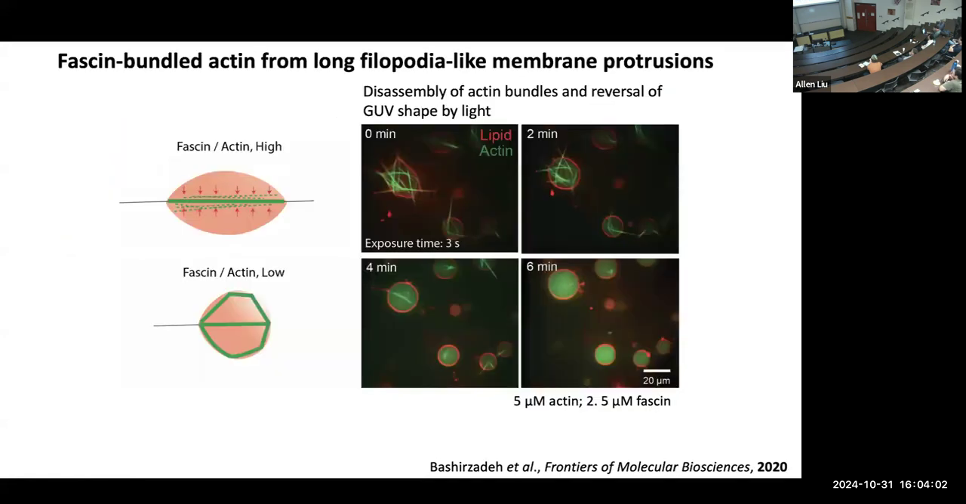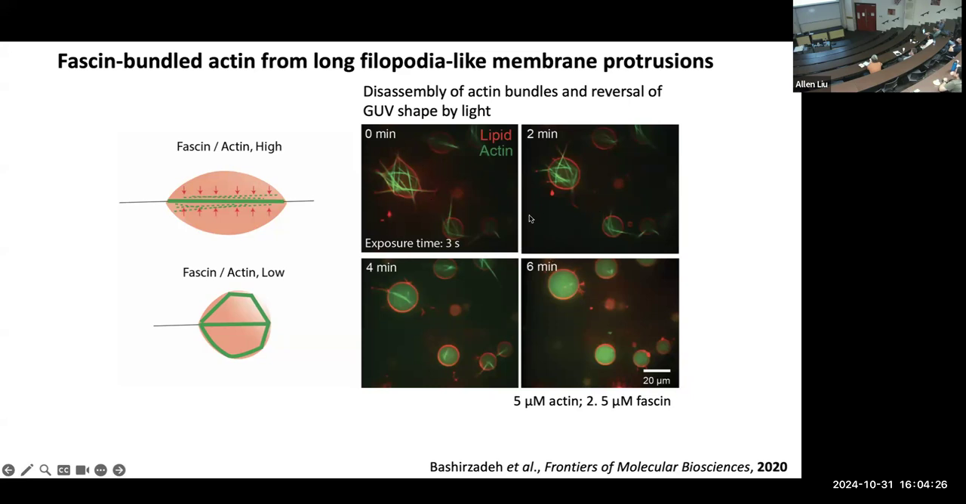Okay, so we first started out doing this experiment with fascin, the short cross-linker I talked about, because they can bundle. These filaments will form a protrusive filament or bundle of filaments, and this is a very beautiful demonstration that actin can generate enough force to deform a membrane. These are bundled actin filaments that literally push out of the membrane, much like a stress fiber.